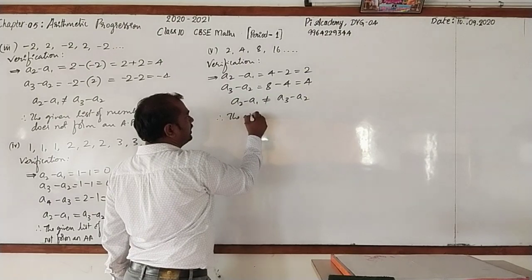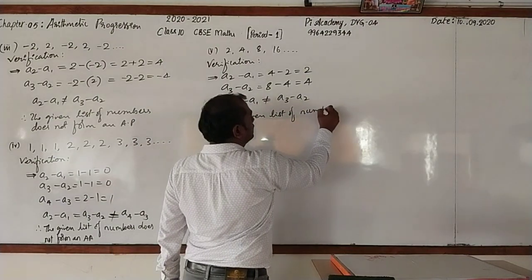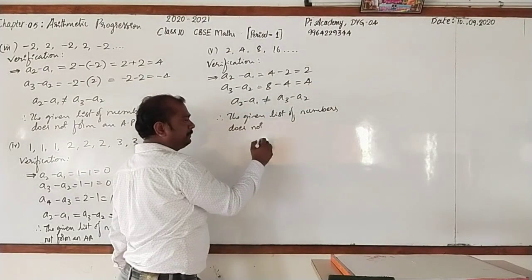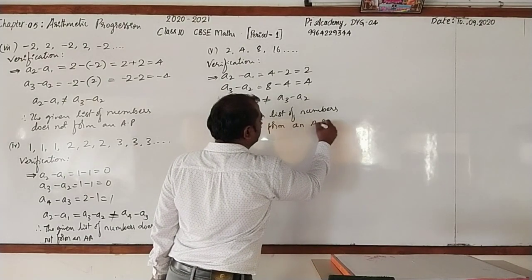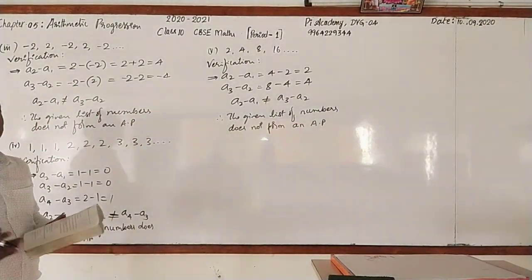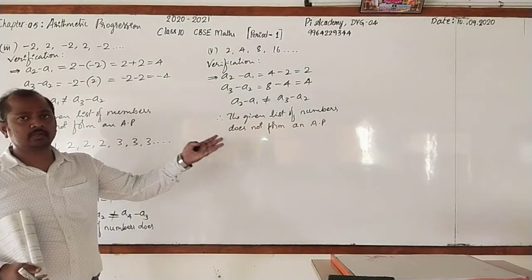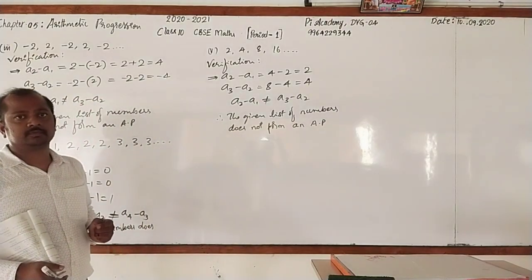Therefore, the given list of numbers does not form an AP. If it is so, is it necessary to find out the remaining terms? Not at all. Yes, please go for copying this.